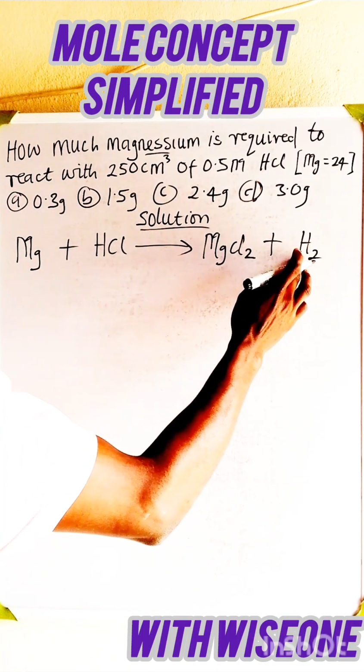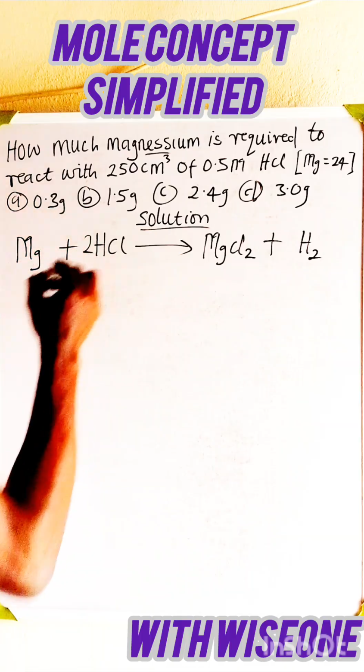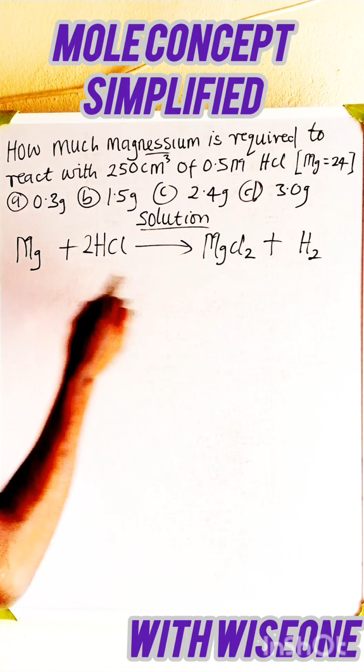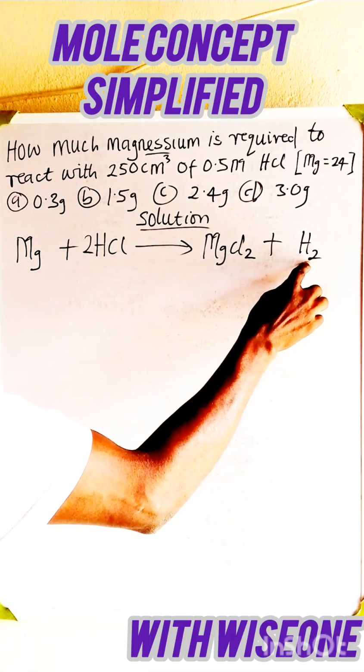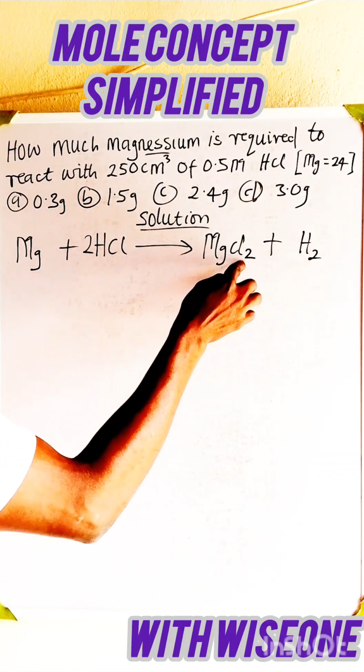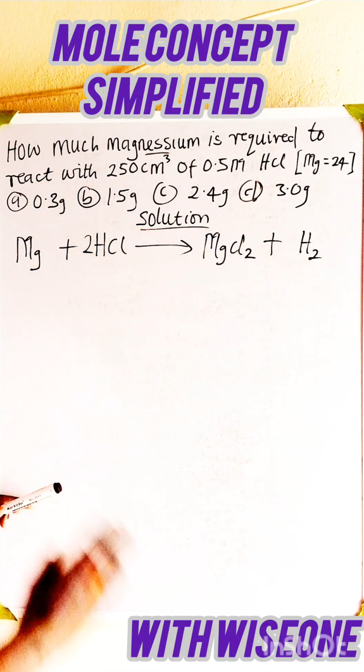Yes, hydrogen here is 2 but hydrogen here is 1. Magnesium was 1, magnesium is 1, magnesium is balanced. Hydrogen is 2, hydrogen is 2, chlorine 2, chlorine 2. So we say the equation is balanced.